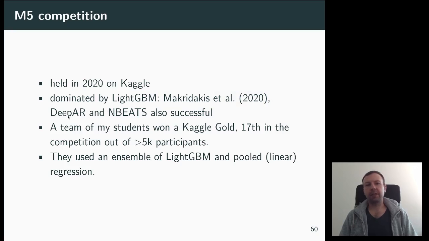Also methods like DeepAR and N-BEATS were successful, and actually a team of my students were also quite good, so they won a Kaggle Gold, ending up 17th place in the competition that had over 5,000 participants. And what my students actually did was they used an ensemble of just a globally trained LightGBM and a globally trained linear model, which is also called a pooled regression model.